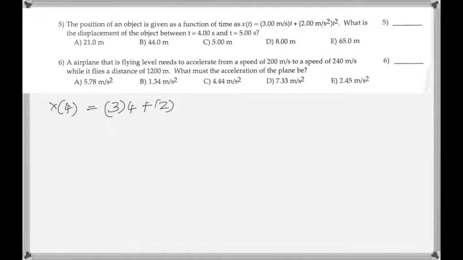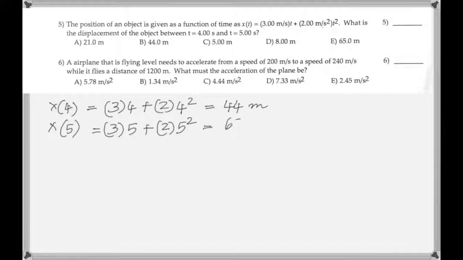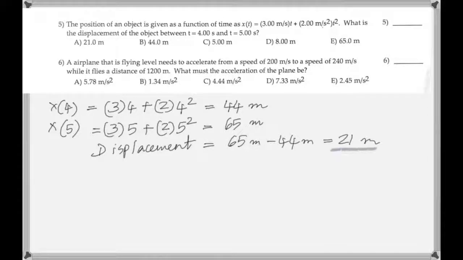So when t is equal to 4 seconds, you get 44 meters. And when t is 5 seconds, the position has changed to 65 meters. And the displacement is the difference between them, which is 21 meters.